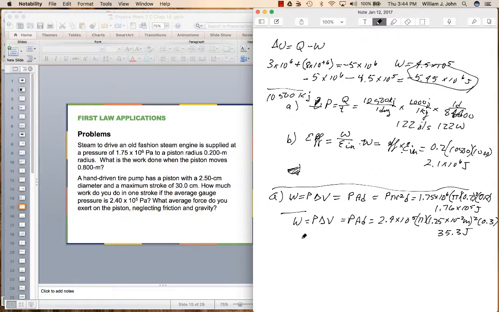The next part says, what is the average force exerted on the piston, neglecting gravity, etc.? Well, work is equal to force times distance. So force is going to equal work divided by distance. And the work we just calculated was 35.3 divided by the distance, which was 0.300. So the total force is 118 newtons.